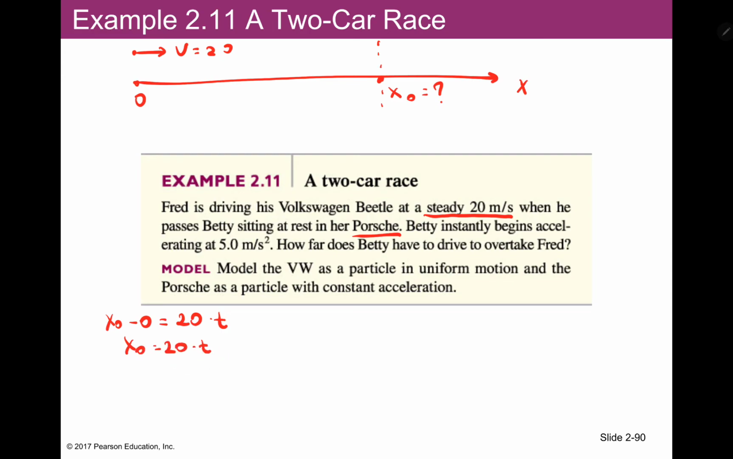Now let's come to the Porsche. Porsche's displacement is also x0 minus 0, basically x0. And we have initial velocity 0, and we have acceleration. What else do we have? That's all. Let me write the three equations somewhere here, and we need to decide which one will be useful for us to solve this problem. First one: final velocity equals initial velocity plus at. Second one: final velocity squared equals initial velocity squared plus 2ax, where x is displacement. And the last: x equals initial velocity times time plus 1/2 at squared.